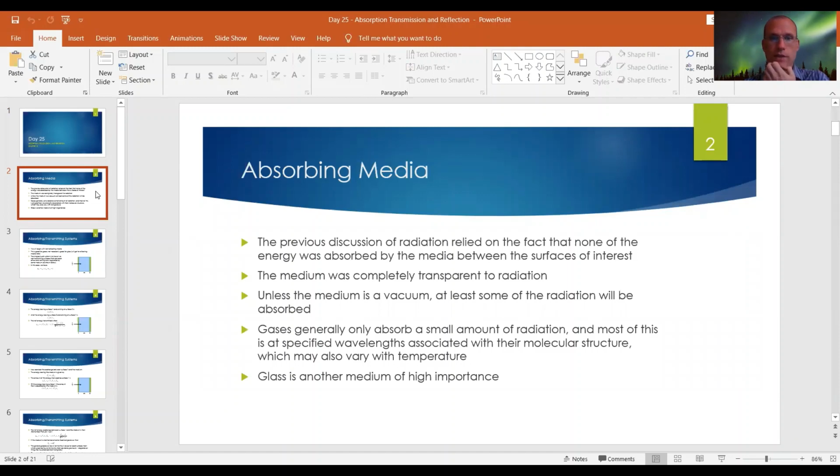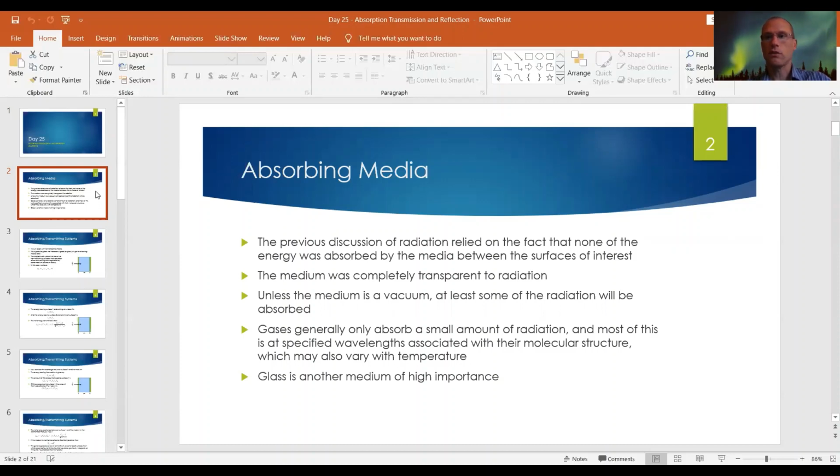As I mentioned in previous discussion, we relied on the fact that none of the energy was absorbed between the two objects of interest. There's nothing between them, we basically assumed it was a vacuum. In normal cases, when it's not a vacuum, some radiation will be absorbed or reflected or have other things happen to it. So we're going to start off by assuming that the stuff between the two objects can now absorb radiation on its own and also re-emit that radiation by itself.